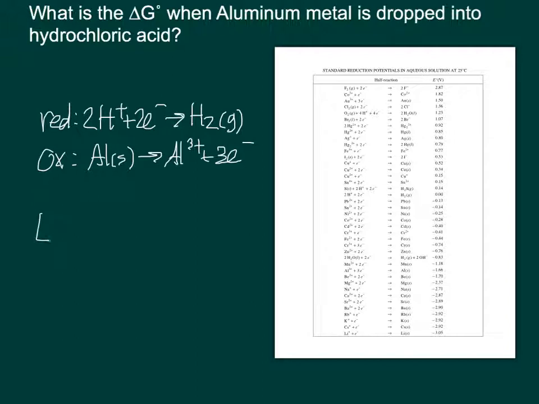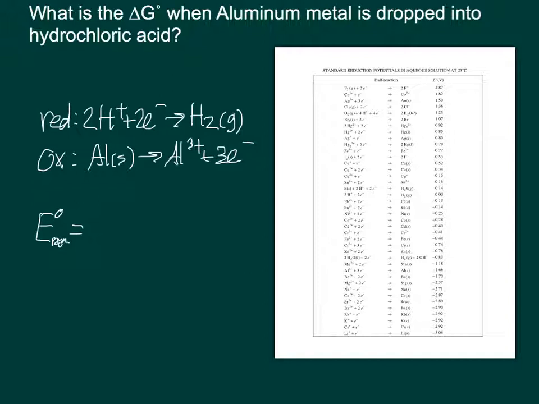So now when we want to find the E naught of the reaction, it's the standard reduction potential of the reduction reaction minus the standard reduction potential of the oxidation reaction.